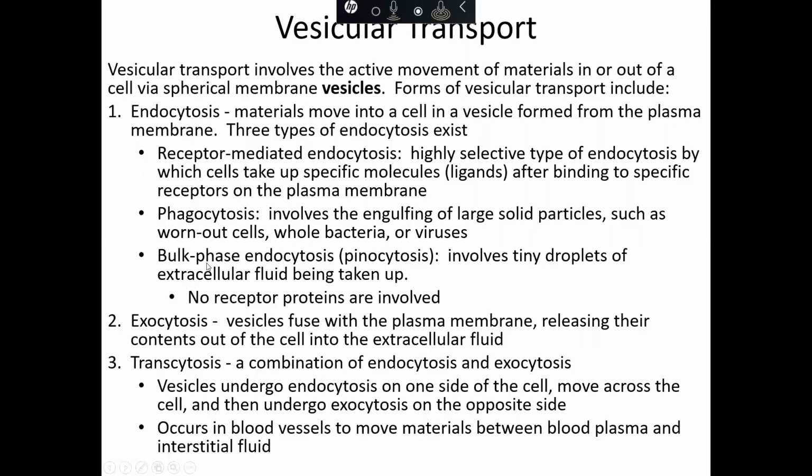Fancy term for pinocytosis is bulk phase endocytosis. It's called cellular drinking because it involves tiny droplets of extracellular fluid being taken up, and no receptor proteins are involved with that. We don't really talk much about that one.